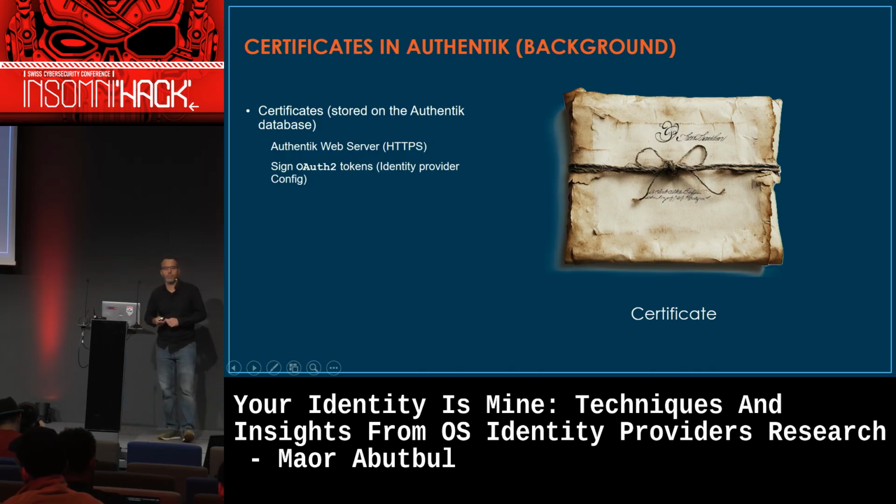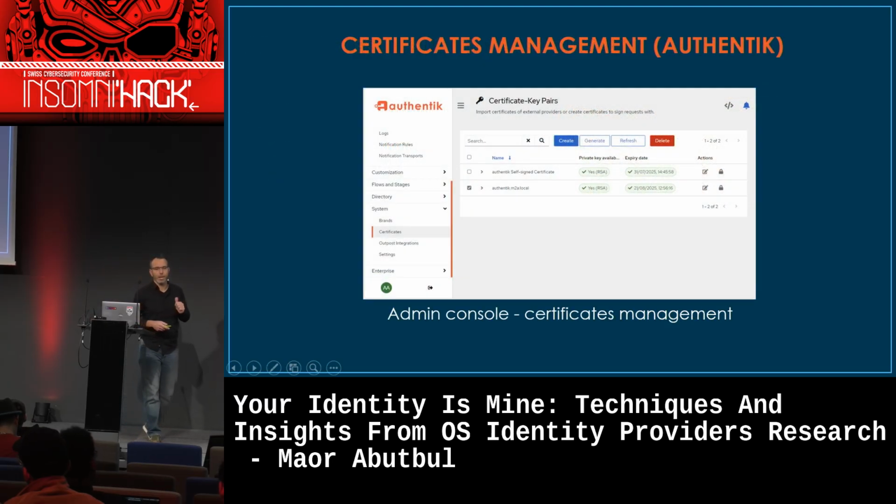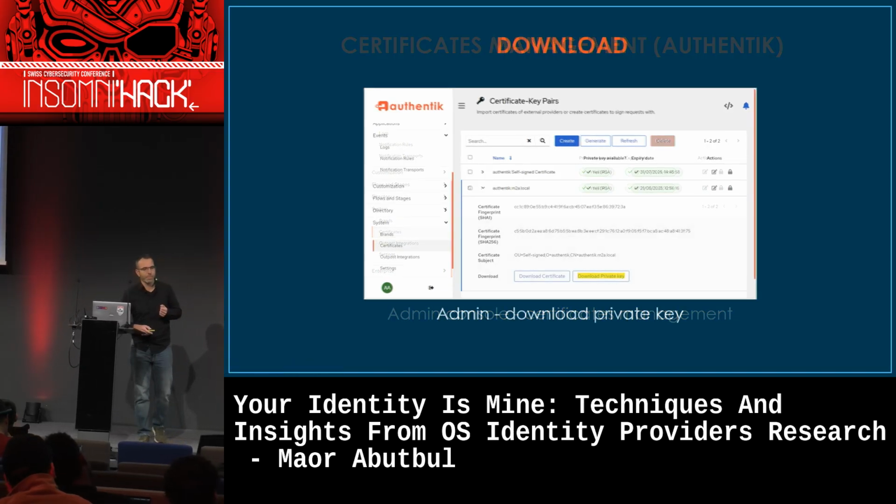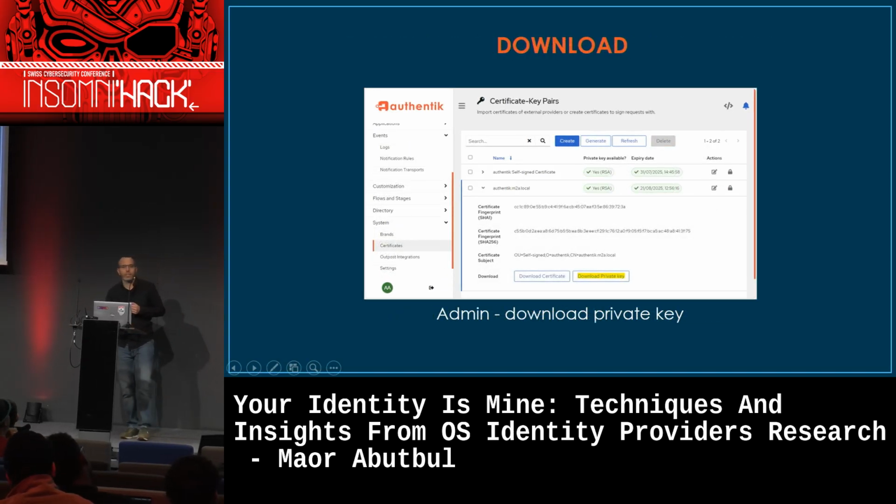We'll start with some background for this part. In Authentik, certificates can be used for 2 main functions. The certificate that is attached to the Authentik web server itself, used for HTTPS communication, and when configured as an identity provider, to sign auth tokens. Here, our journey started with an admin user. An admin can upload and generate certificates. Admin can also download certificates and private keys.